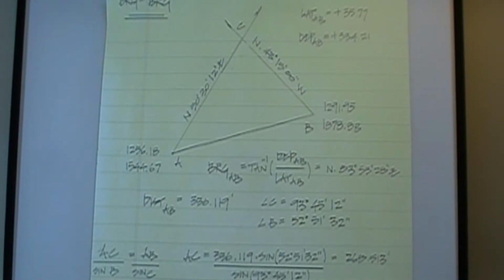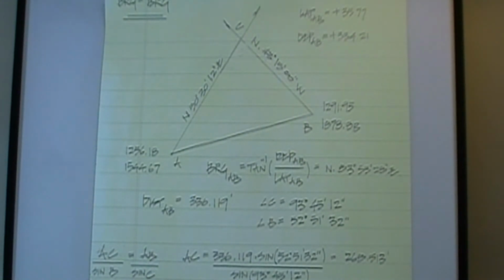So I chose to go AC, and notice I set up the sine law. AC is to the sine of B, as AB is to the sine of C. By solving that relationship, I come up with my 268.53 distance. That would be the distance from here to here. Now the reason I'm doing that is I'm going to solve an angle here. Well, I already know this angle actually. By taking that angle, I can solve the bearing. Or actually an angle, excuse me. So I can get that up. So let's go there.